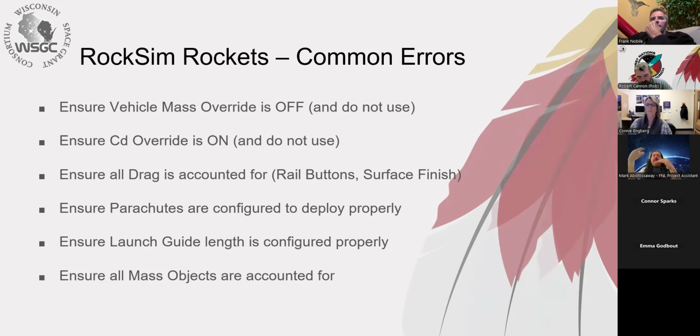I've got a problem with these two being opposites of each other. I kind of wish they were both off or both on. Like you can switch the checkbox, but that's neither here nor there. Ensure all your drag is accounted for. So that's another thing we don't see. People are forgetting to put rail buttons or they're not considering their surface finish. That'll affect your final altitude, right?